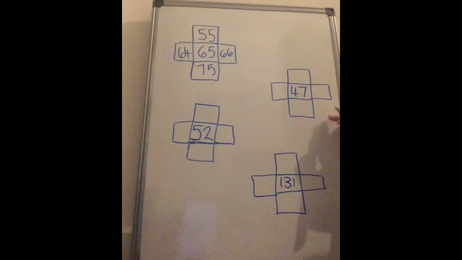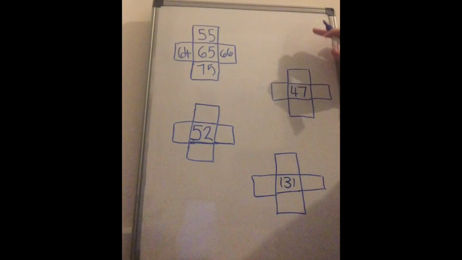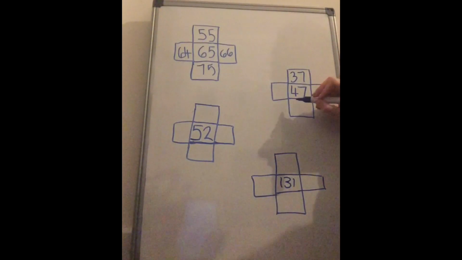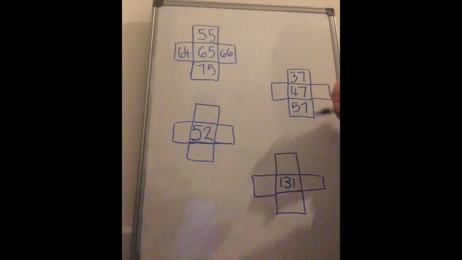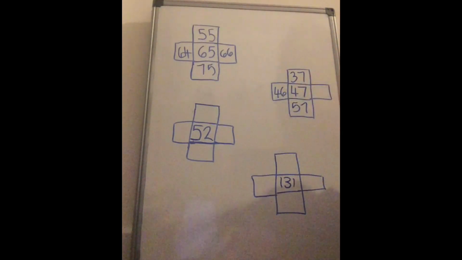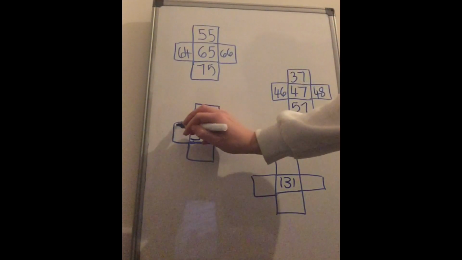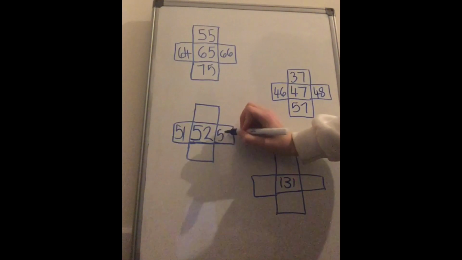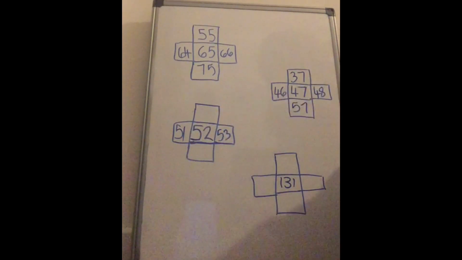Looking over at this one, let's follow the same logic. When you go up, you're doing your 10 less, so that's 37. Go down, it's 10 more, so 57. Go to the left, it's 1 less, so 46. And when you go to the right, it's 1 more, so it's 48. Remember over here, go to the left, it's 1 less, 51. Go to the right, it's 1 more, 53. It's got 51, 52, 53.